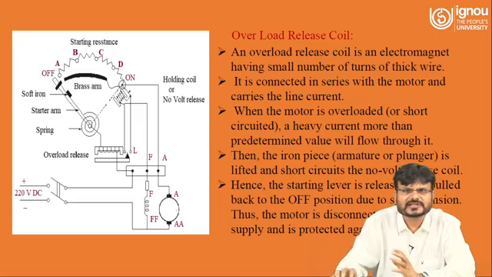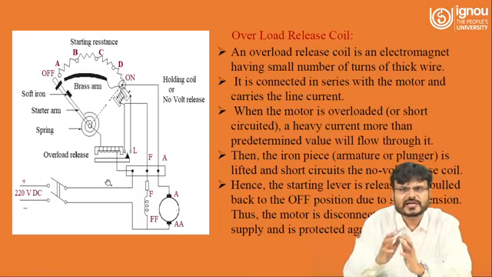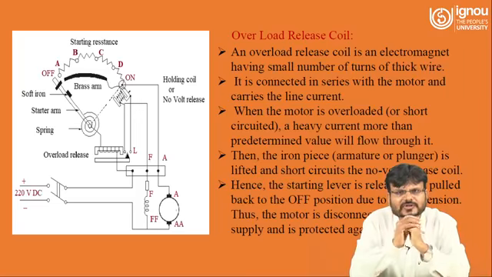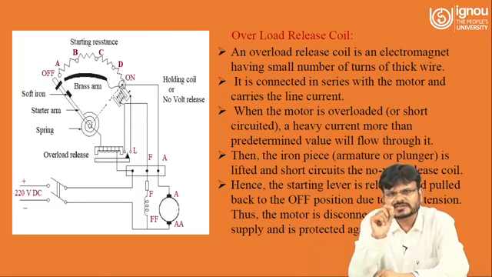Now we have to understand the function of the overload release coil. This one is an overload release coil. An overload release coil is an electromagnet, just like a no volt release coil, or holding coil, which has a small number of turns of thick wire. What is thick wire? Thick wire means the resistance is less, because R is equal to rho L upon A. That means R is inversely proportional to the area.